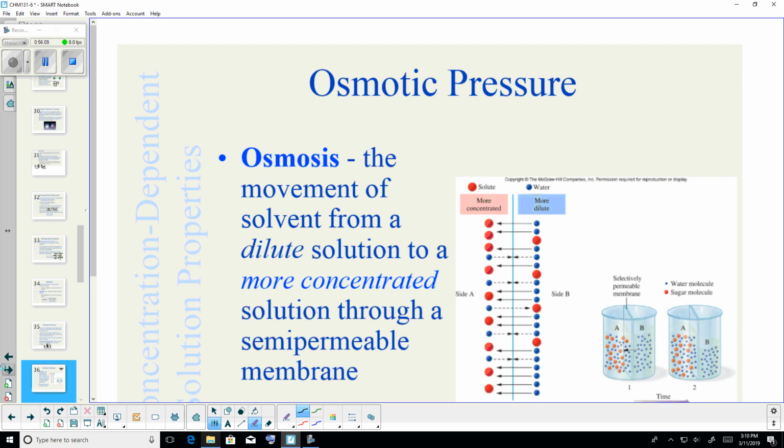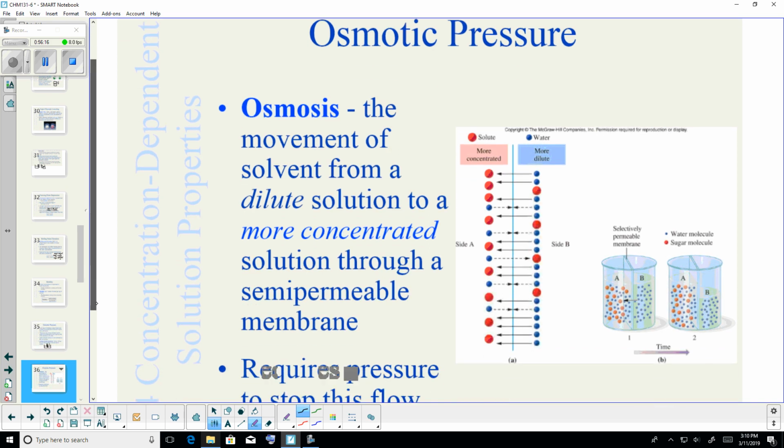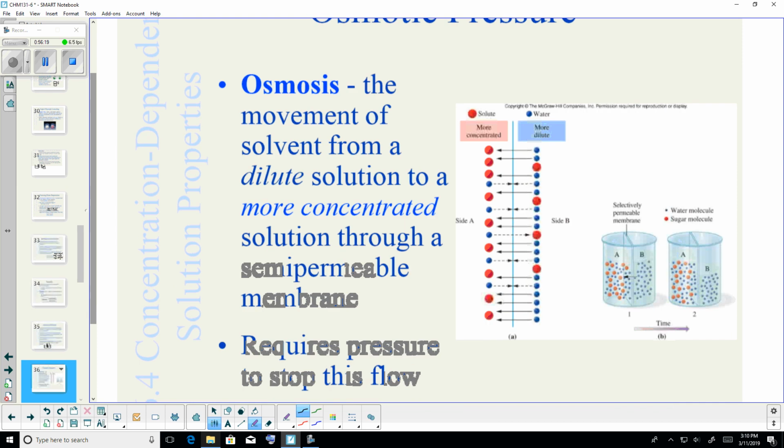So the water goes from the more dilute side to the more concentrated side. So that's what's called osmosis. The solvent goes from dilute to more concentrated solution through a semi-permeable membrane. To stop that flow requires pressure, like the tube water pushing down. Once you stop that flow, that's the osmotic pressure of that system.